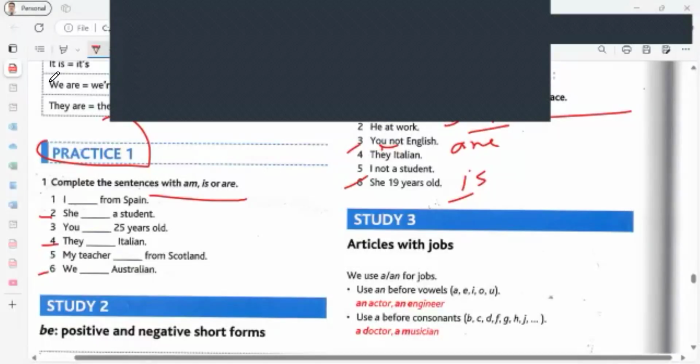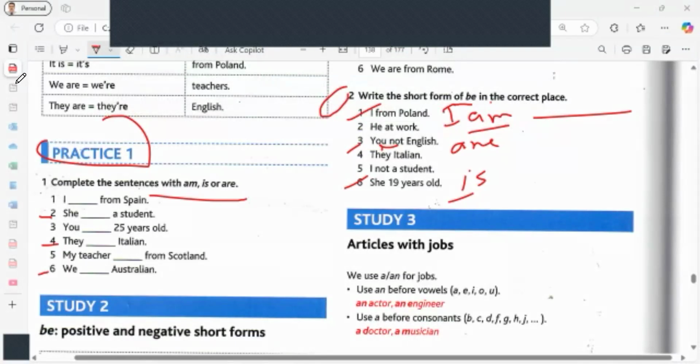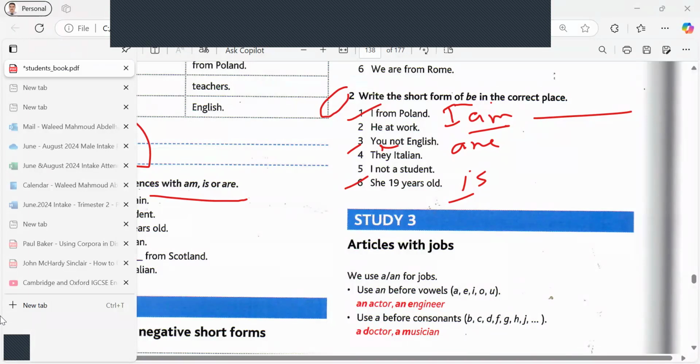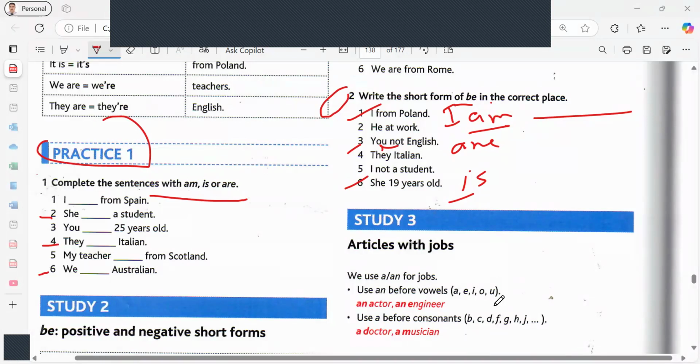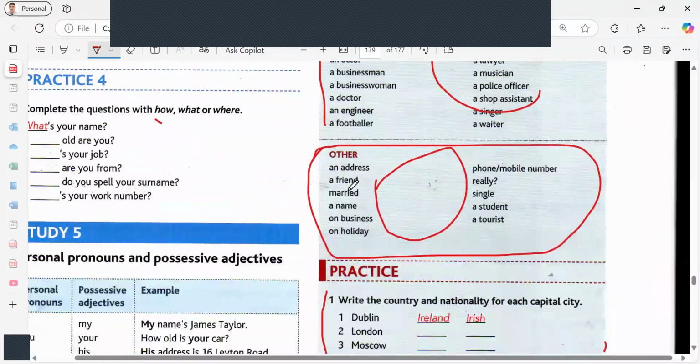Yes. Right. So now we are on practice 1. Choose am, is, are to complete sentences 2, 4, and 6. She is a student. They are Italian. Yes, they are Italian, and we are Australian. Right. Okay.